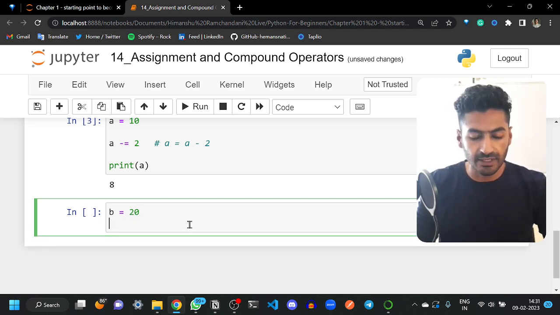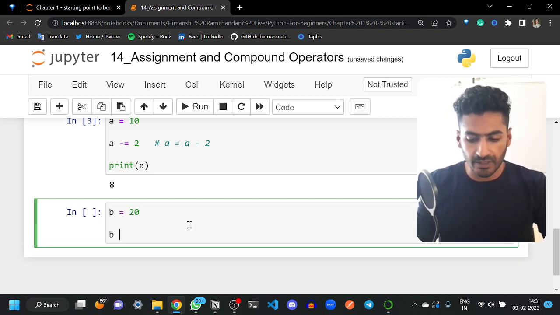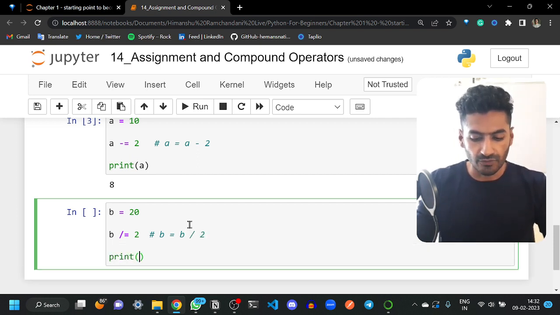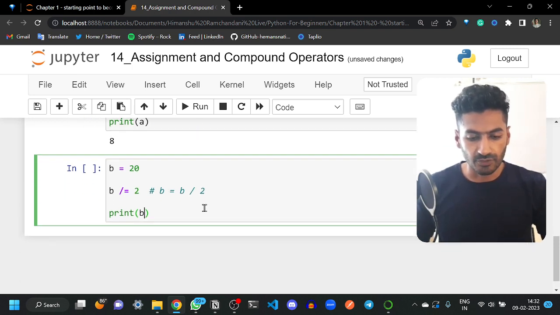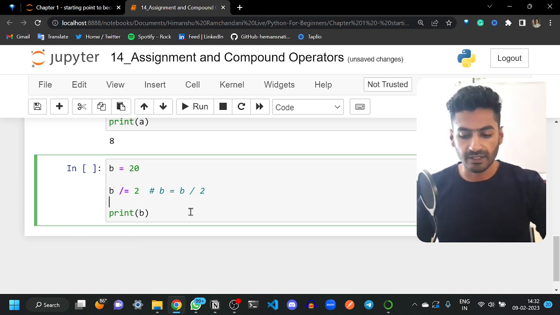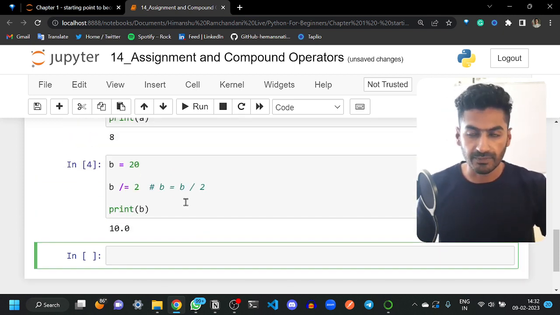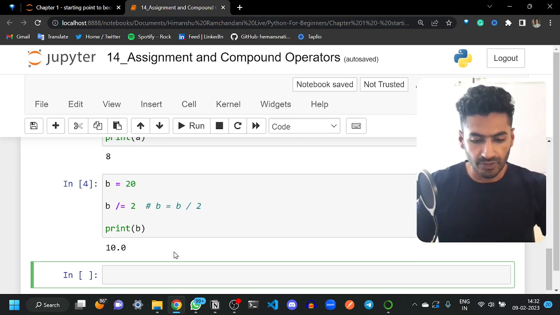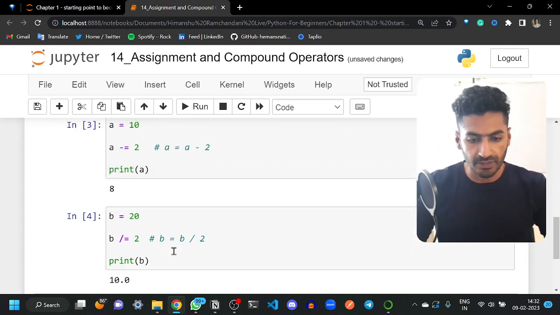Let's move forward and take some more examples. For example, b equals 20, and b divide equals 2. This means b equals b divided by 2. If you print the value of b, what will be the output? It will become 10, 10 will be assigned to b, and the output will be 10. Correct.